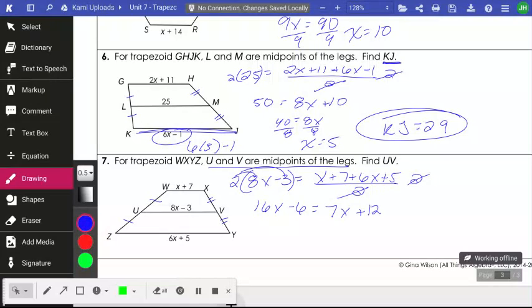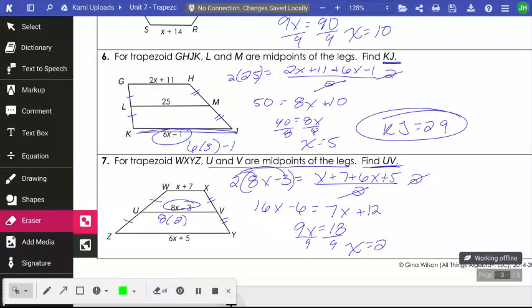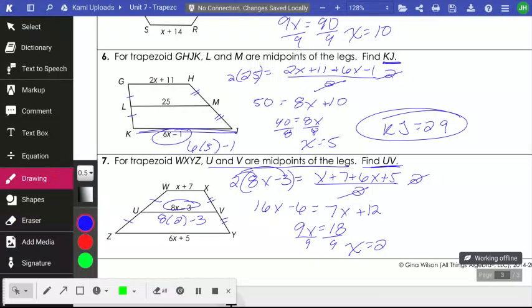I need to be able to get x by itself, so I'm going to minus 7x from both sides and add 6 to both sides so that I have 9x is equal to 18. Divide both sides by 9, and I'll get x is equal to 2. It asked me to find UV. UV is this here, so I'll do 8 times 2 minus 3. And 8 times 2 is 16, and 16 minus 3 is 13. So UV is equal to 13. It's the same process over and over and again, just your x is sometimes in a different location.